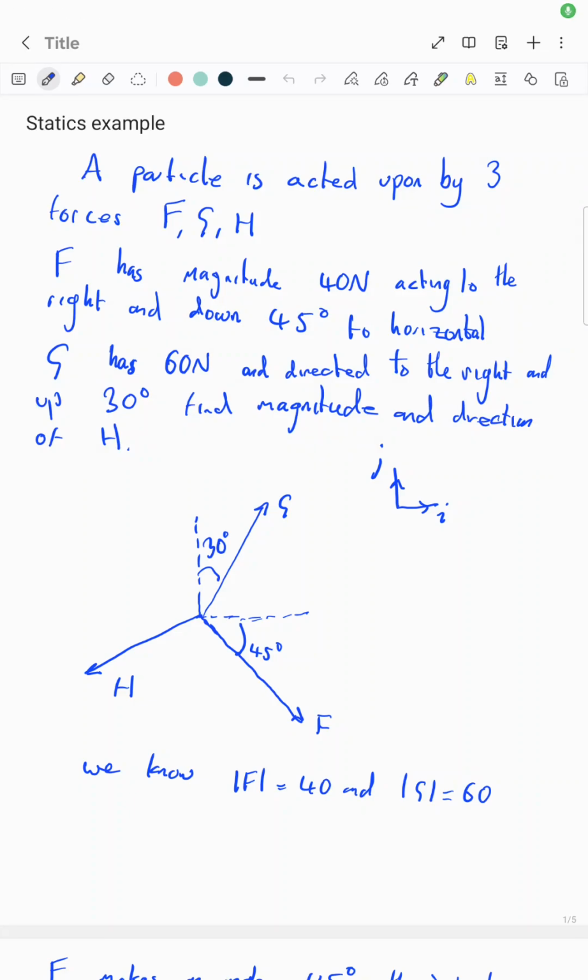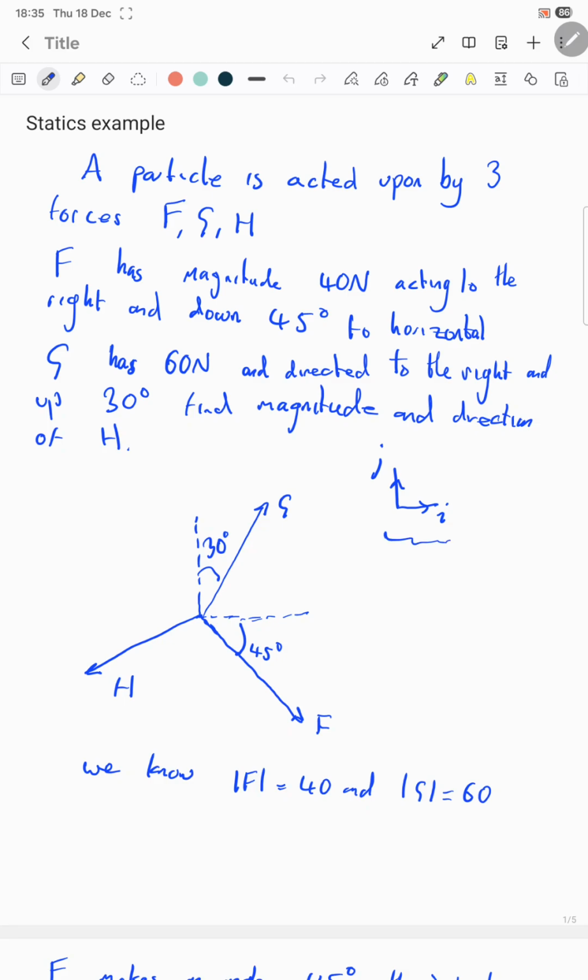Here we have some statics examples. A particle is acted upon by three forces, F, G and H. F has a magnitude of 40 newtons, acting to the right and down at 45 degrees to the horizontal. G has 60 newtons and is directed to the right and up 30 degrees. Now we find the magnitude and direction of H.